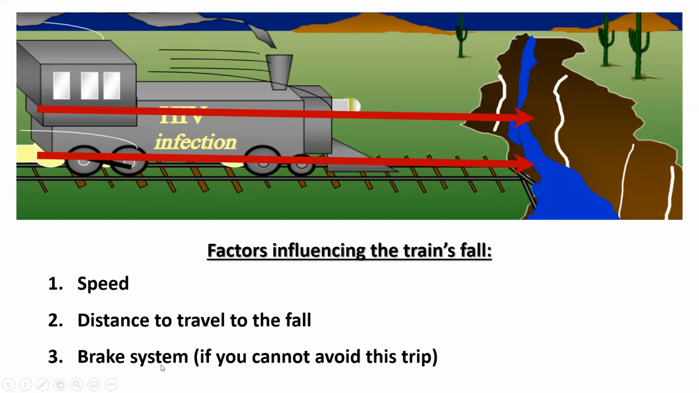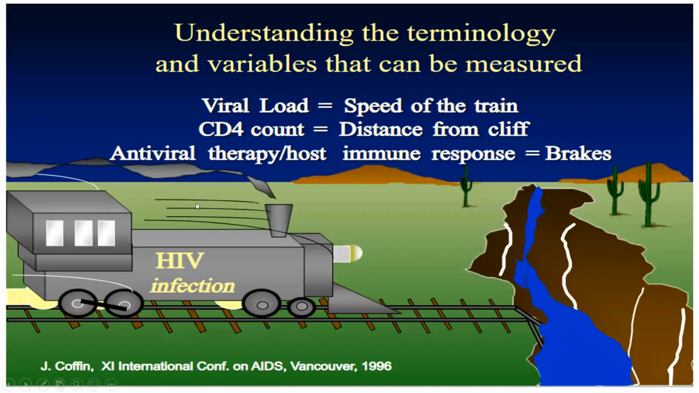Now, what am I saying in terms of these three factors? How does this relate to HIV infection? To understand the terminology properly, with this diagram, viral load represents the speed of the train, the CD4 count represents the distance to the cliff, and the immune system or the antiviral therapy represents the brakes.